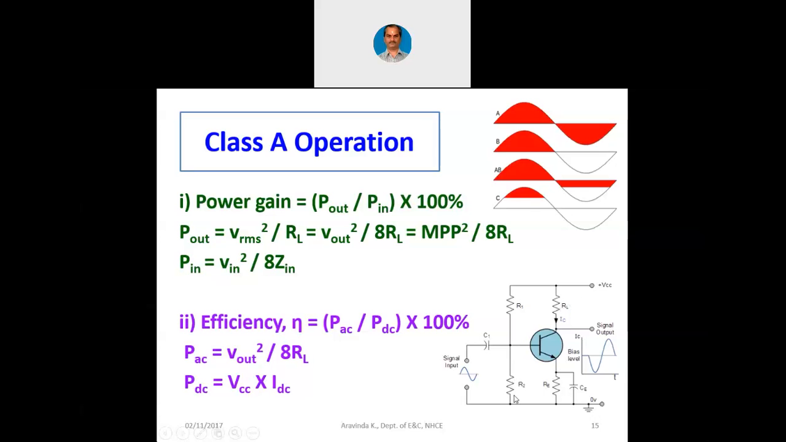To quote the previous example now, the amplifier was having around 0.5 amperes of quiescent current and the supply voltage was 12 volts. So 12 into 0.5 is 6 watts. Even in the absence of the input signal also, 6 watts power is going to be consumed by the circuit.